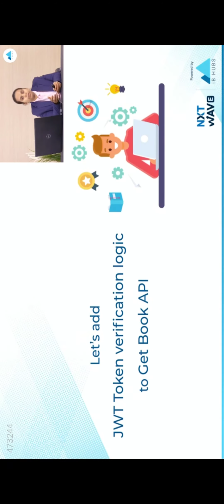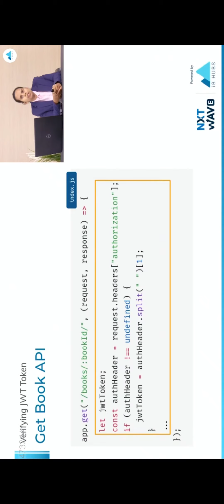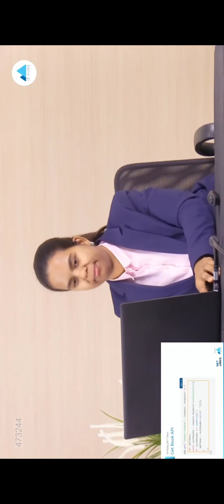So for that, what do we have to do? We have to add the JWT token verification logic to the getbook API, right? We need to add this logic to the getbook API. So let's do that, okay? Already in the getbooks API, we have that code. So we can directly copy paste that and add it to the getbook API, okay? Clear? Let's try this out.